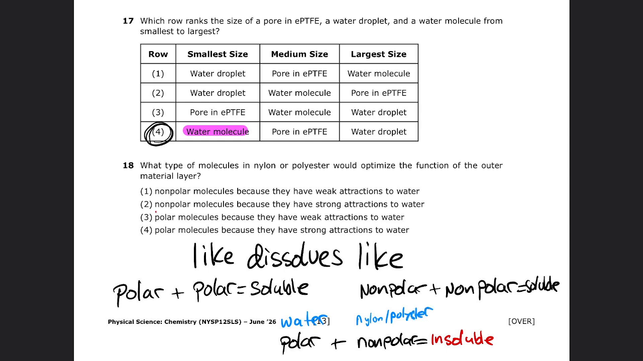All right, so we can immediately eliminate choices 3 and 4 because that suggests that those molecules would be polar. And we want them to have weak attractions to water. Right? If they're attracting water, then they're being soluble. If they are not attracting water, then they're insoluble. All right, so that's going to be choice 1 for question 18.